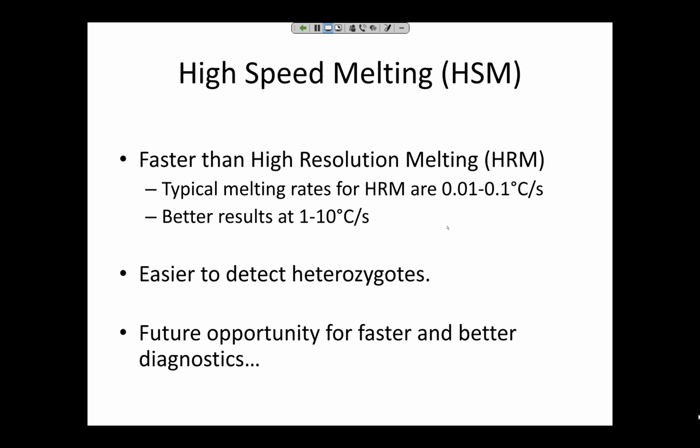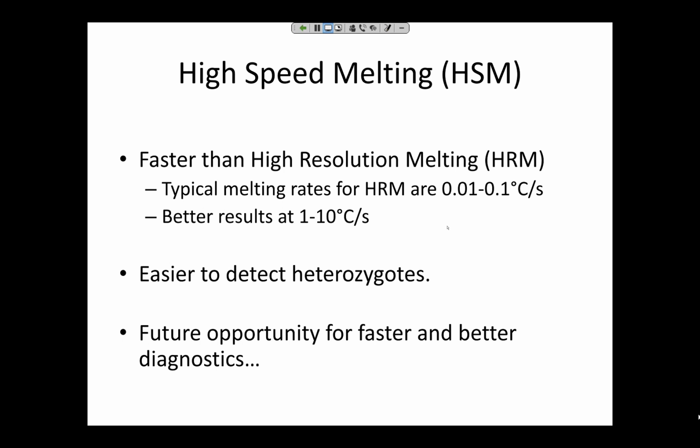The original prototypes would give melting curves in approximately 2 to 5 minutes. But as it was adopted to other platforms, one of the easier ways to increase your resolution is to just slow down your time. But again, it comes back to instrumentation. If you're focused on high-resolution melting, you can do this at more rapid speeds and get melting curves in minutes. And the interesting thing is that faster, in this case, is better. So I'm going to show you better results with melting curves at 1 to 10 degrees centigrade per second. It's better because it's easier to detect heterozygotes. And I believe this presents a future opportunity for faster and better diagnostics using high-speed melting.